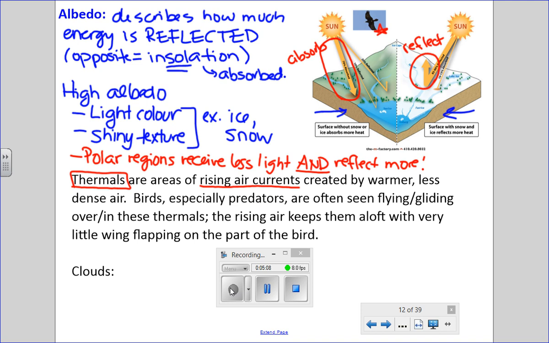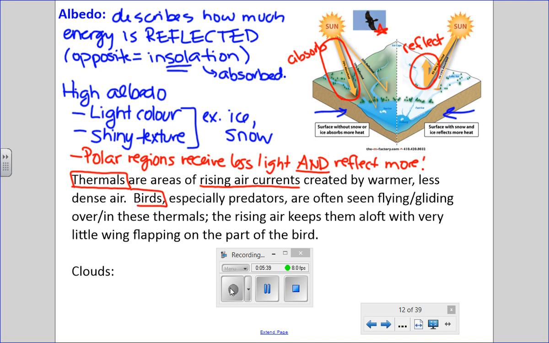So here's what we're saying. What happens on the lithosphere affects the atmosphere. And then we'll see that what happens in the atmosphere affects the hydrosphere. What happens in the hydrosphere affects the lithosphere. They all affect each other. So because on the side that has less snow and ice cover, more of the sun's energy was absorbed, that means that air on that side will be warmer.